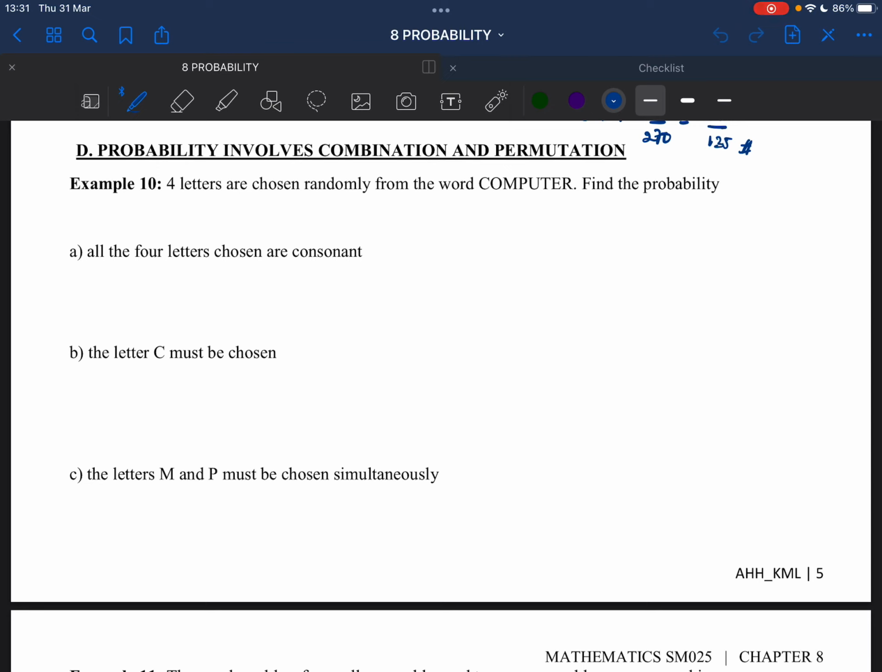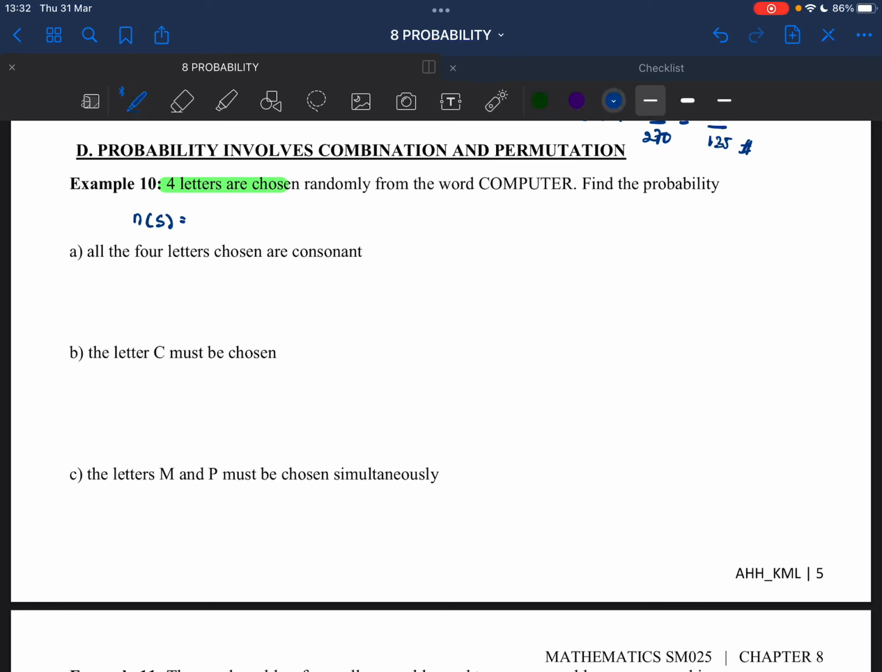So the first one, 4 letters are chosen randomly from the word computer. Find the probability. You know that probability is nA over nS, so what you have to find is the number of your sample space and the number of your event. The question said 4 letters are chosen, so you know that this is combination. And we have 1, 2, 3, 4, 5, 6, 7, 8 letters from computer. So that will be your number of sample space.